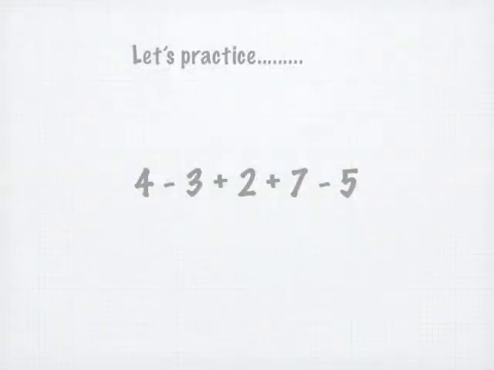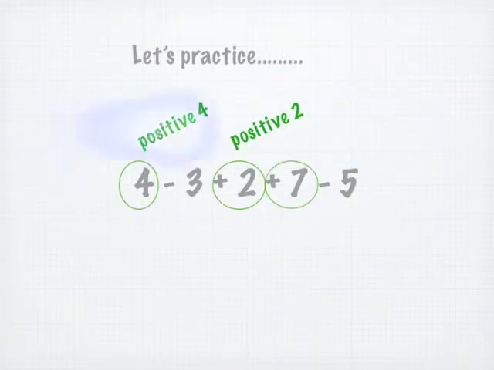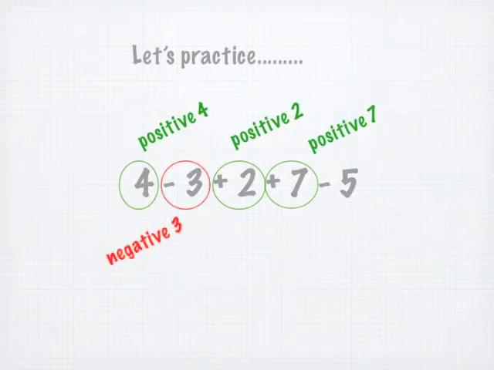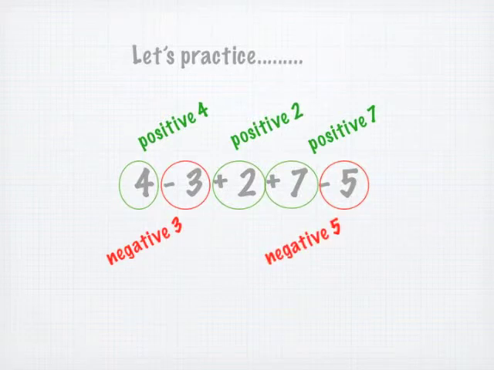Let's practice. Remember, we are only identifying integers, not solving problems yet. For now, if I see this problem, I might circle and read it like this: positive 4, positive 2, and a positive 7. My negatives would be negative 3 and a negative 5. Let's look at this equation and read the integers with their sign.